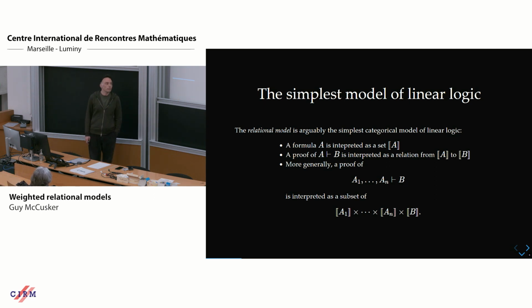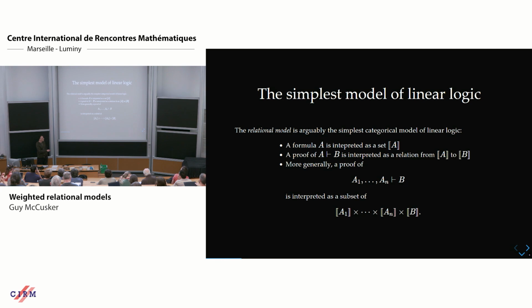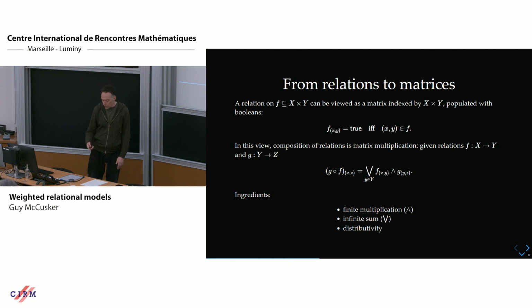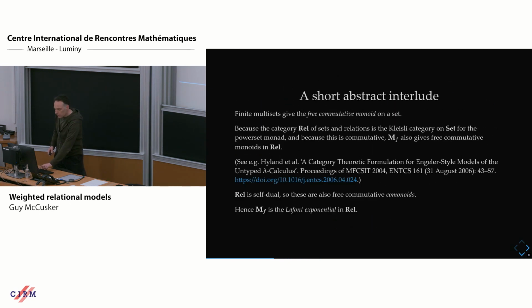So any questions? All right, so the relational model, which you could say is the simplest categorical model of linear logic, works like this. You already know. A formula is going to be interpreted as some kind of set, and a proof of B from A will be interpreted as some kind of relation, just a set of pairs. More generally, a proof of B from a bunch of hypotheses A1 up to AN will be interpreted as a subset of this product. So it's just a big relation, nothing more. And this gives you a model of linear logic.